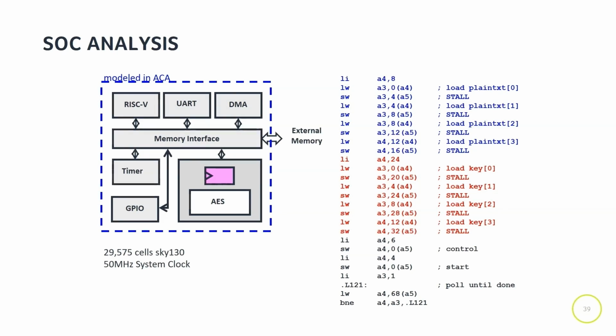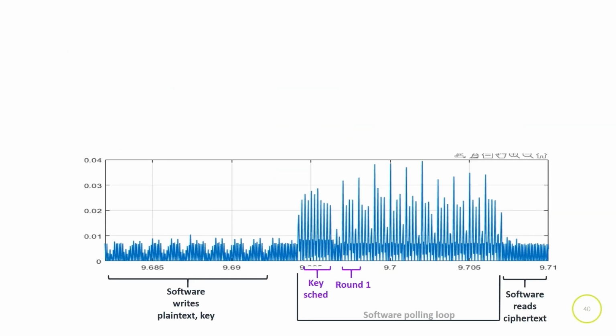Then it does the same for the key, so it's loading 32 bits at a time, storing it in the AES engine, and then the CPU basically says go encrypt, and it goes into a busy wait. So it actually just kind of polls the AES engine: are you done, are you done, are you done, are you done? So we put this in our power simulations.